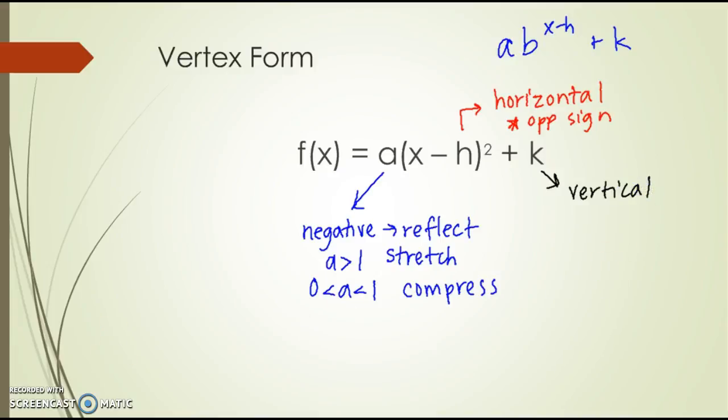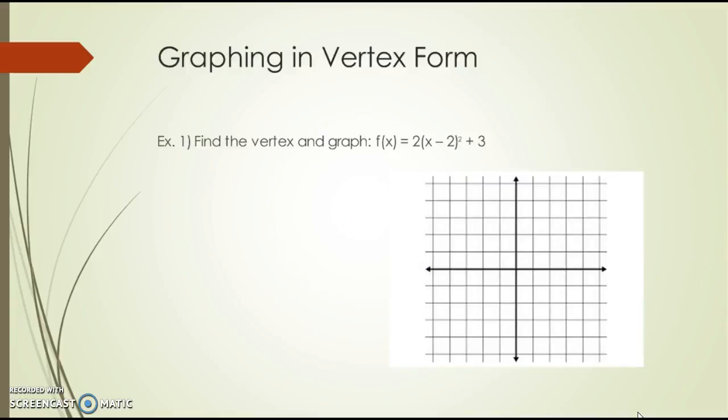Now we call this vertex form because it's going to give you the vertex right off the bat. So the vertex is always going to be (h, k). And that's why we call it vertex form. It makes it very easy to get that important point on your graph. So graphing in vertex form, to start with, we're going to find the vertex.